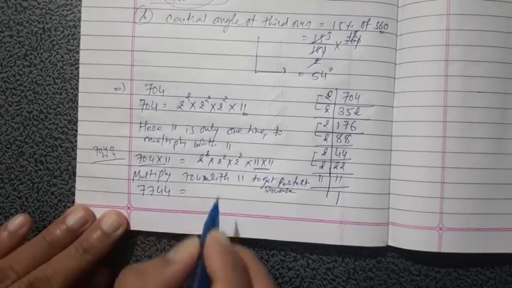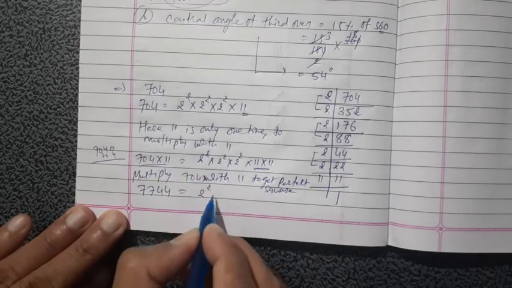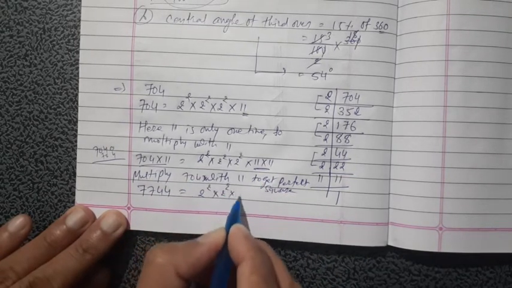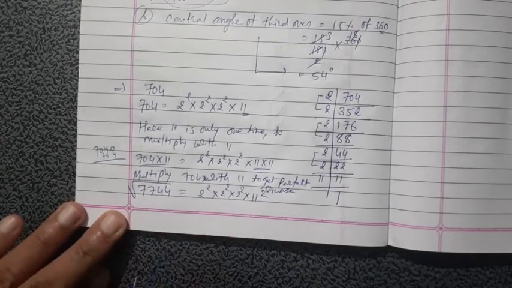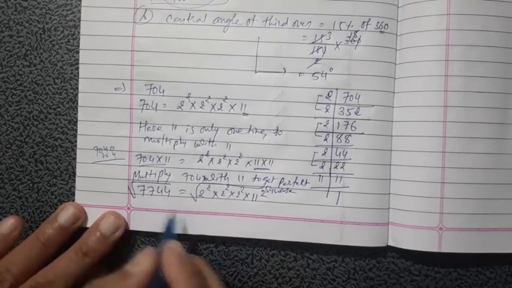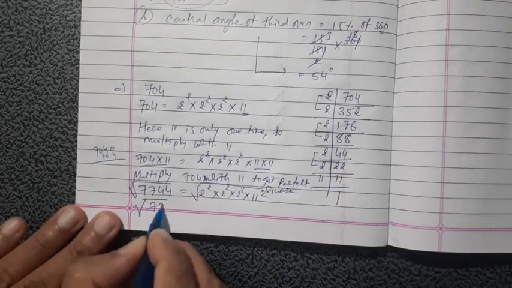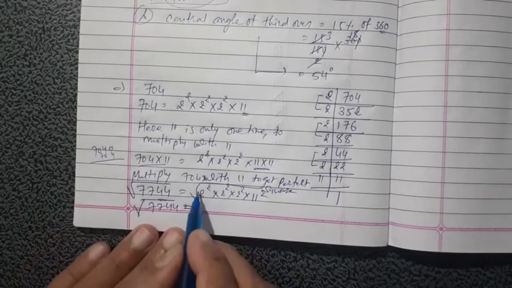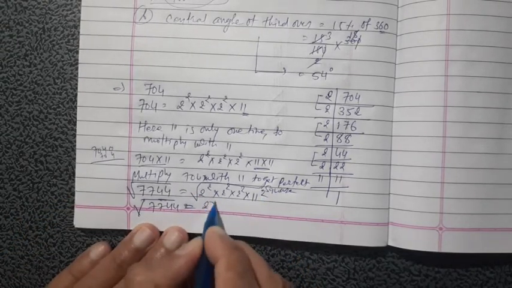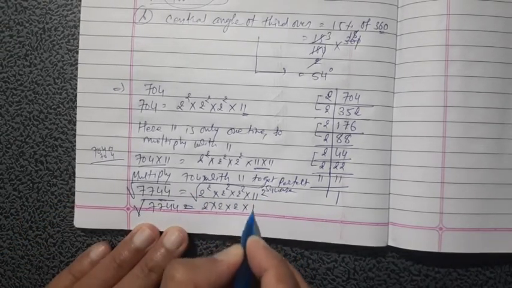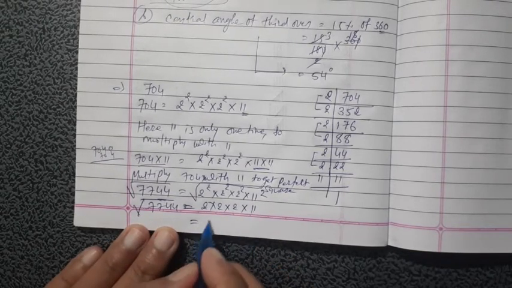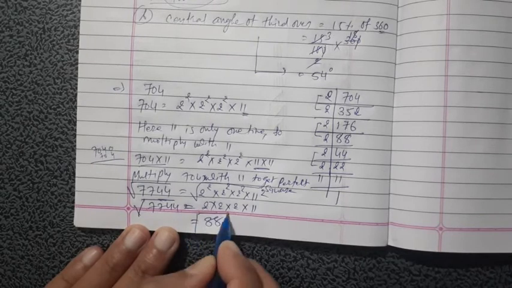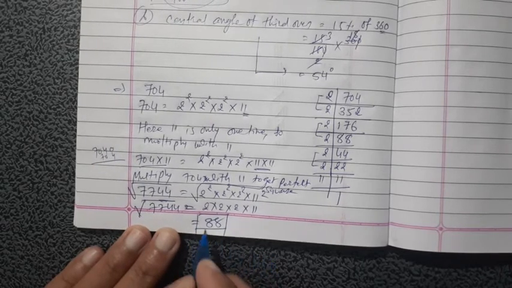7744 equal to, all are in square form, 2 square, 2 square, 2 square and 11 square, and you want to find out the square root of that one, means find out the square root of both sides. So the square root of 7744 equals, remove the square and square root, that is 2 into 2 into 2 into 11, equal to 2 2s are 4, 2 4s are 8, 8 into 11 is 88. So our second answer is 88, the first answer is 11.